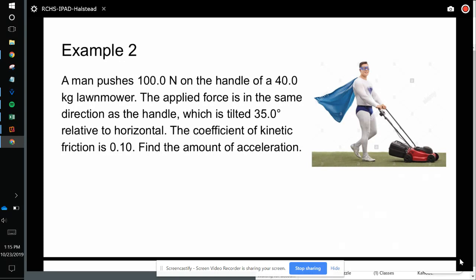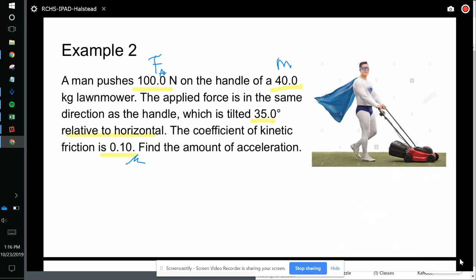So we're given a bunch of different things here. Number one, we're given that the applied force is 100 newtons. So this is going to be our F applied, and that is at an angle of 35 degrees relative to the horizontal. I will draw this for you so you know what I'm talking about. We also are given that the lawnmower has a mass of 40 kilograms. And then we're given that the coefficient of kinetic friction is 0.1. So that's our mu. Let me write that down. All right, so let's draw our free body diagram.